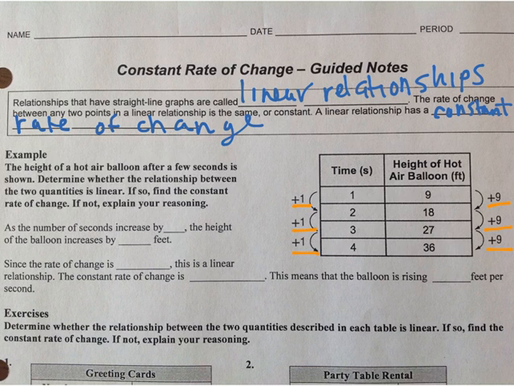This means that as the number of seconds increases by 1, the height of the balloon is increasing by 9 feet. Since the rate of change is constant, meaning we've got the same thing time after time, this is a linear relationship. So our constant rate of change is 9 over 1. And so as you see, we just took our y value and our x value and we made a fraction with it, and our fraction was y over x. This means that the balloon is rising at a rate of 9 feet per second.